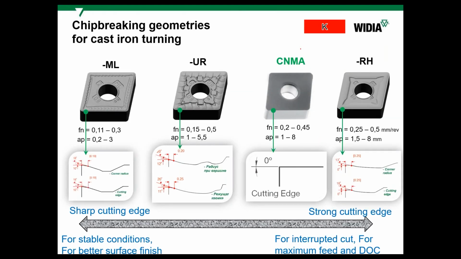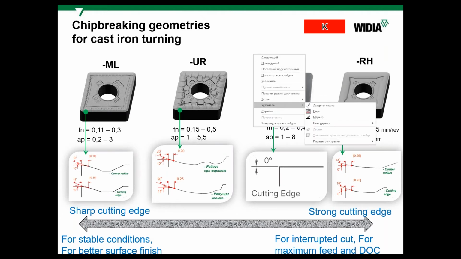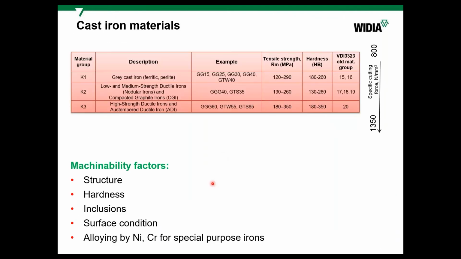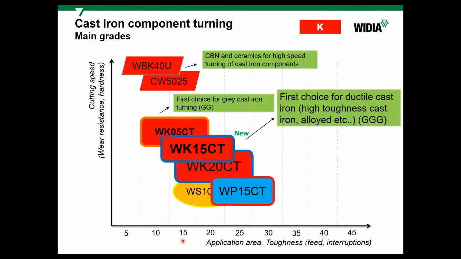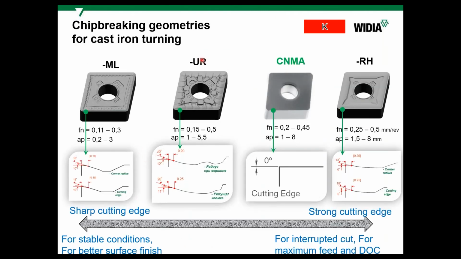We have different chip breakers, for example CNMA, because we don't need any additional chip breaking control during cast iron turning. But if we need higher toughness, we can use RH in addition. If you need chip control, because some cast irons can have inclusions, for example in the oil and gas industry, customers are using cast iron alloyed by nickel and chromium. So they can have a chip like a chip from steel. For that reason, we can use UR or ML chip breakers.